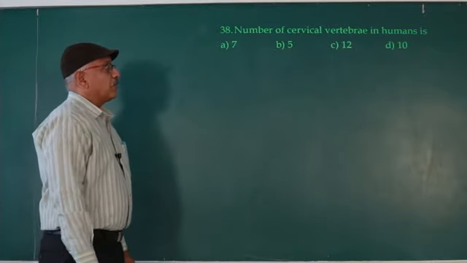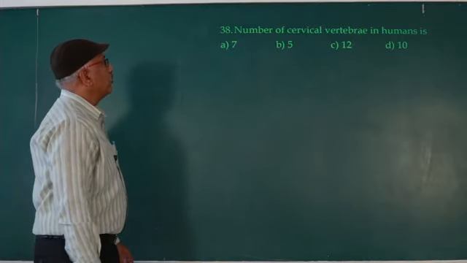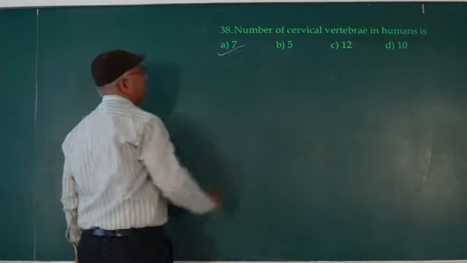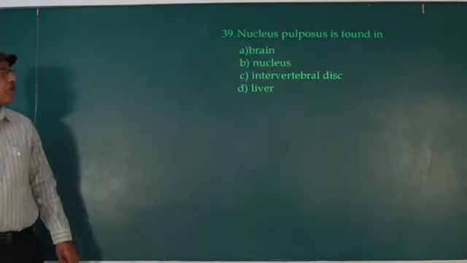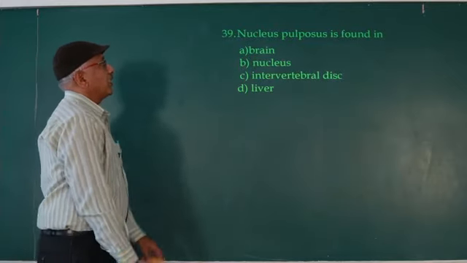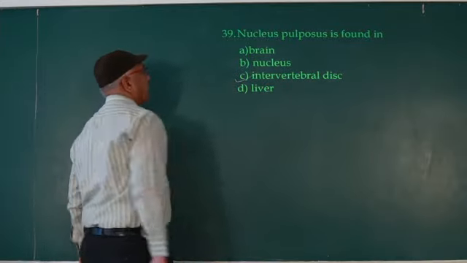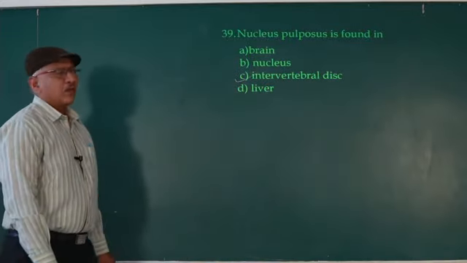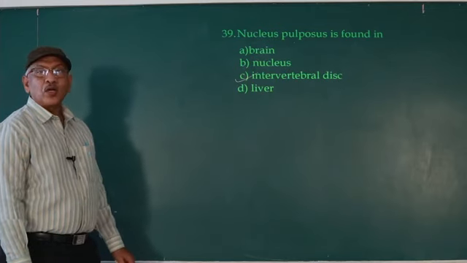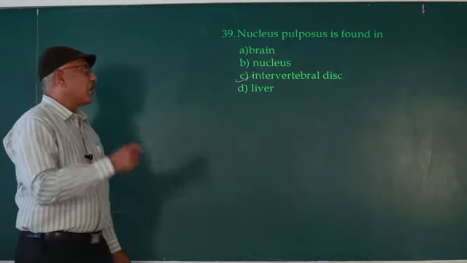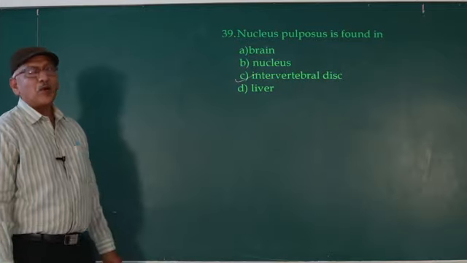Number of cervical vertebrae in human is 7, present in the neck. Nucleus pulposus is found in the intervertebral disc. What is the nucleus pulposus? Notochord present in a semi-solid state in the intervertebral disc is known as nucleus pulposus.